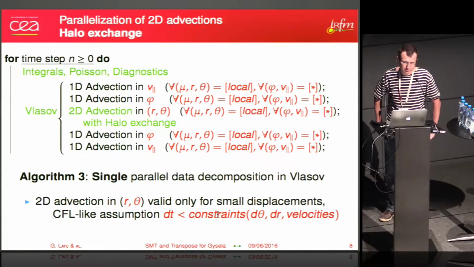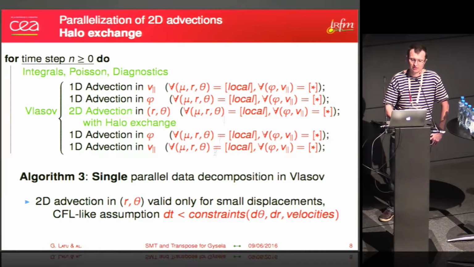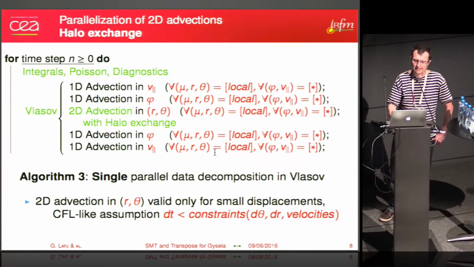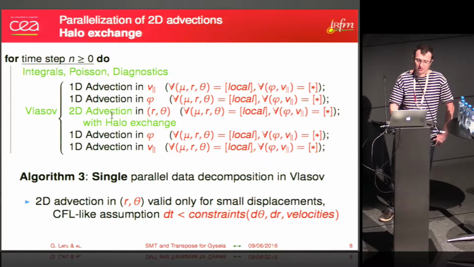Firstly, the halo exchange. Here you have the same domain decomposition in the Vlasov solver for each step: the 1D advections and the 2D advection. With this domain decomposition, in the 2D advection we have some communication to exchange data on the border of the subdomain to perform the interpolation.